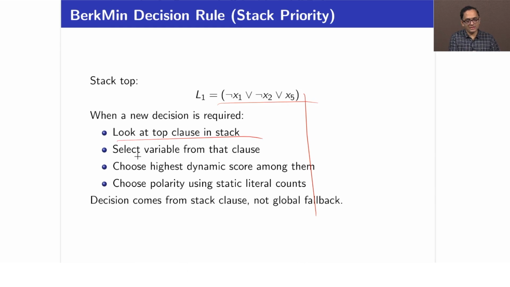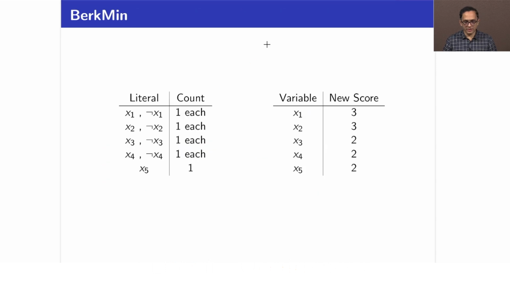So, this is how I will do it. Look at the top clause, select the variable from this clause that has the highest dynamic score, which is basically either x1 or x2, and then choose the polarity based on the literal count. Whether I pick true or false is based on the literal count, and if you remember in this example for both x1 and x2 the count was 1. So, I can take any of the values, right. So, this is how BerkMin goes on, right.